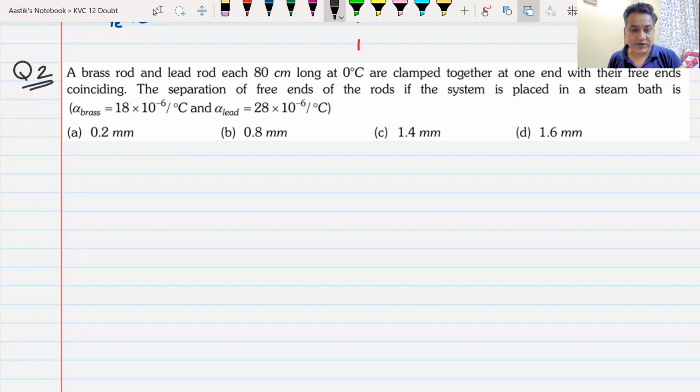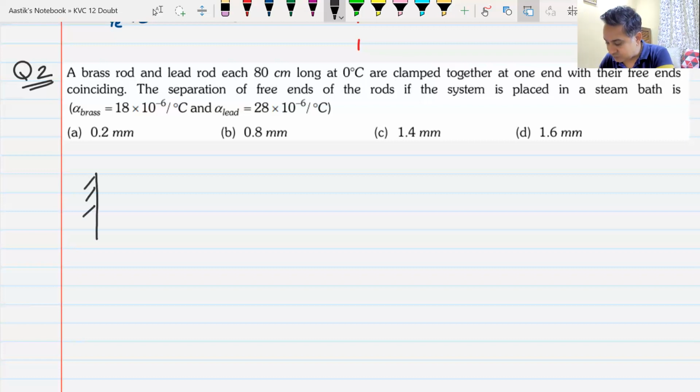A brass rod and a lead rod, each 80 centimeter long at 0 degrees Celsius, are clamped at one end and their free ends coinciding. Find the separation of free ends of the rods if the system is placed in a steam bath. So basically, what they have done is, this is one rod, this is the other rod. They have clamped it at one end, and the other ends are free. Do we understand this? Yes or no? Yes.